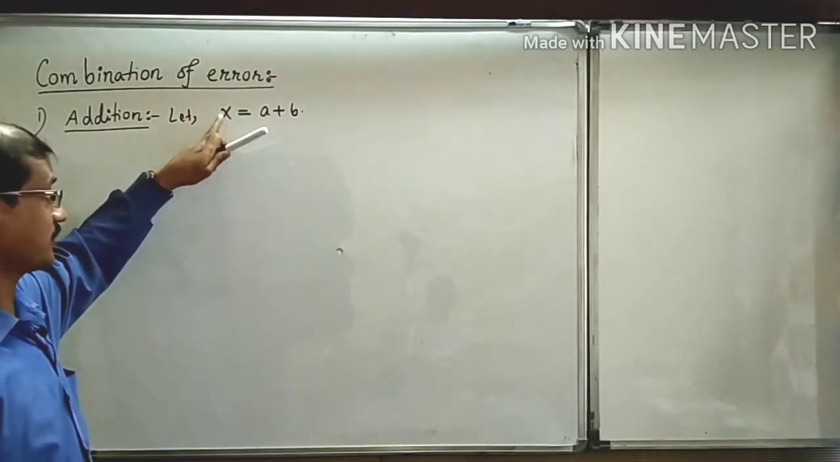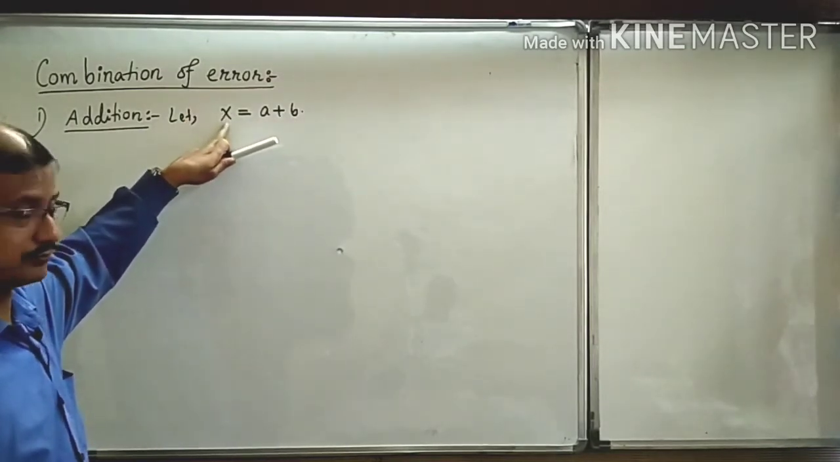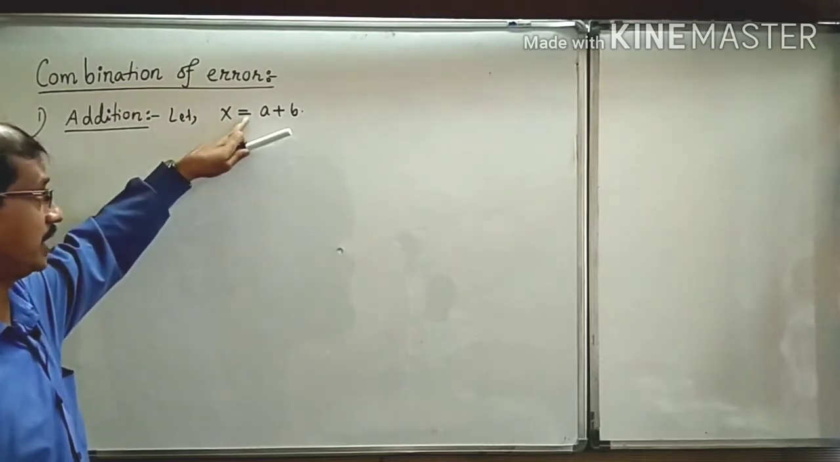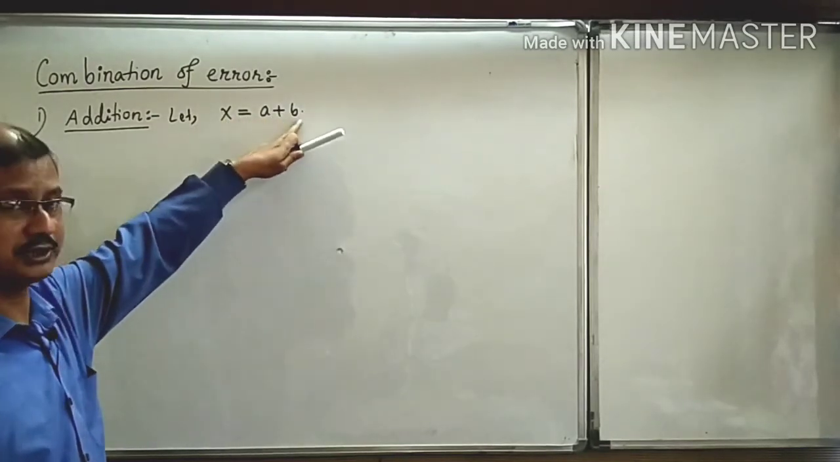And x is another physical quantity and it is obtained by adding a and b.